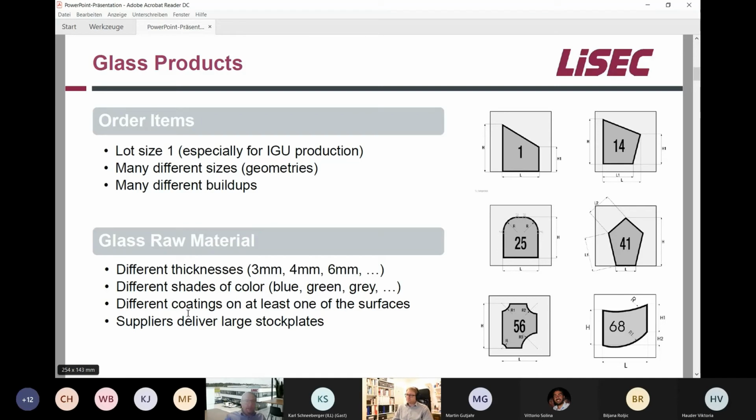Foremost, of course, the glass as a raw material, which is available in different thicknesses, available in different colors, bluish or greenish, for example, and the glass may carry coatings on at least one of the surfaces. This is important to then in the end have certain physical properties for the final product like IG or laminated units. And what also needs to be highlighted is that the suppliers for the raw material deliver the glass in very large stock plates, which is more or less a result of the production flow that happens in such glass factories.